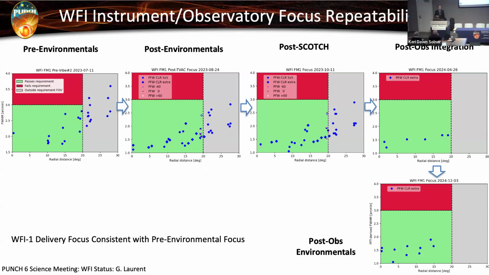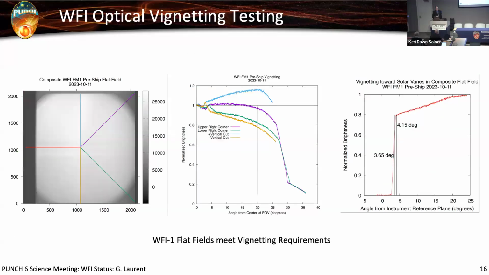Again, focus was tested many times over all levels of I&T, from pre-environmentals, instrument, post-environmentals, post-Scotch testing, post-observatory integration, and then post-observatory environmental testing. We see the focus is stable and consistent, with just point-to-point noise in how we adjust our sources. So we're not seeing any trends, which is good.